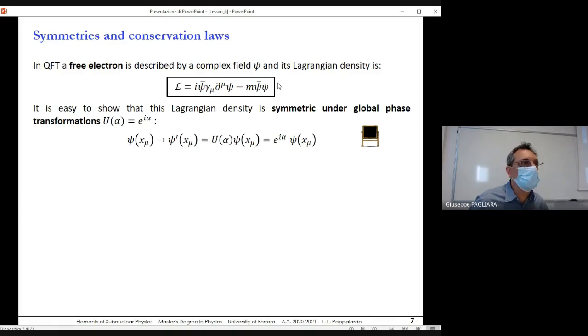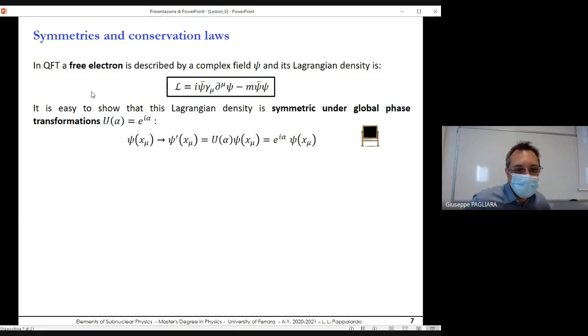So if you remember, this was the expression of the Lagrangian density for a free fermion. We have a kinetic term, the first part here, and then we have a mass term. There is no interaction at this level. We are considering only free particles, free fields, to be more precise.